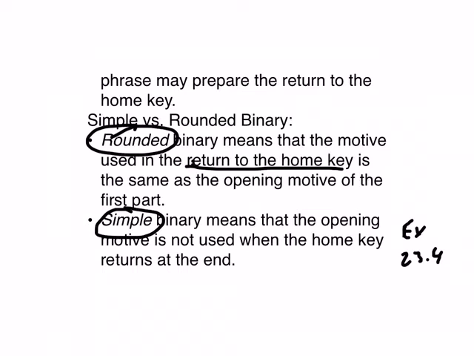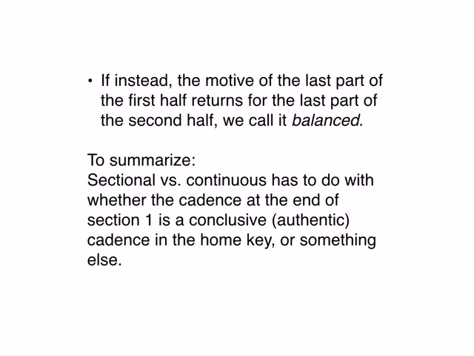We went back to the home key D minor, but we did not get back to D minor with the theme that started the piece in D minor, and that makes it a simple binary form. There's a kind of simple binary form in which the theme at the end of the first section comes back for the home key in the second section.